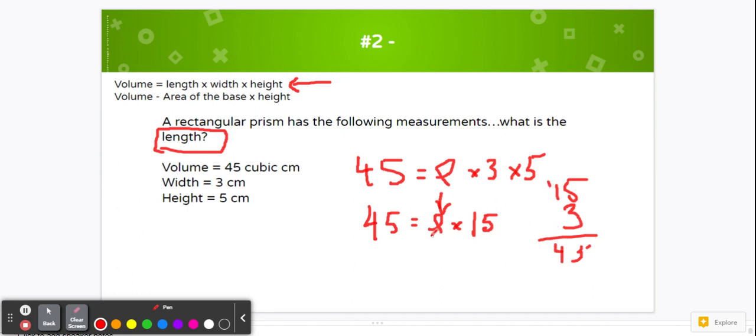But another way to do this is I can also use division to help me. Remember, the opposite of multiplication is division. So 15 times what number is the same as saying 45 divided by 15 equals L, equals the length. And 45 divided by 15 is also going to be 3. So my length is 3 centimeters. Either way I do it.